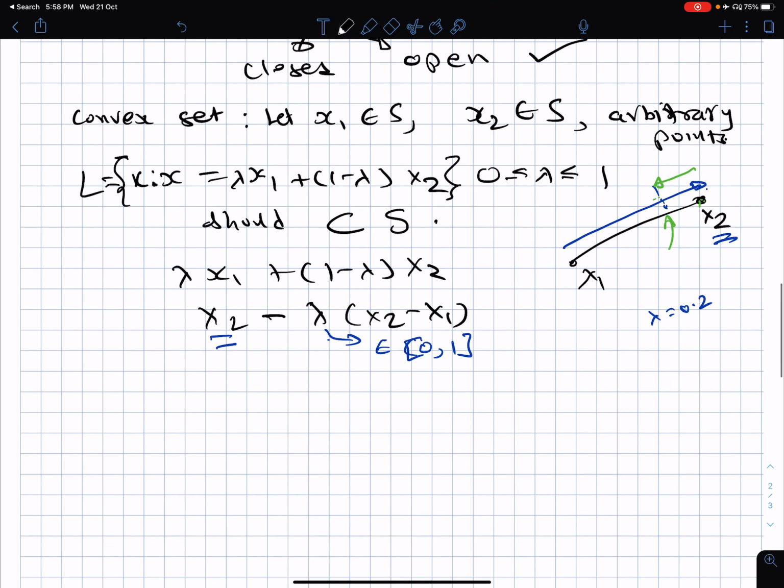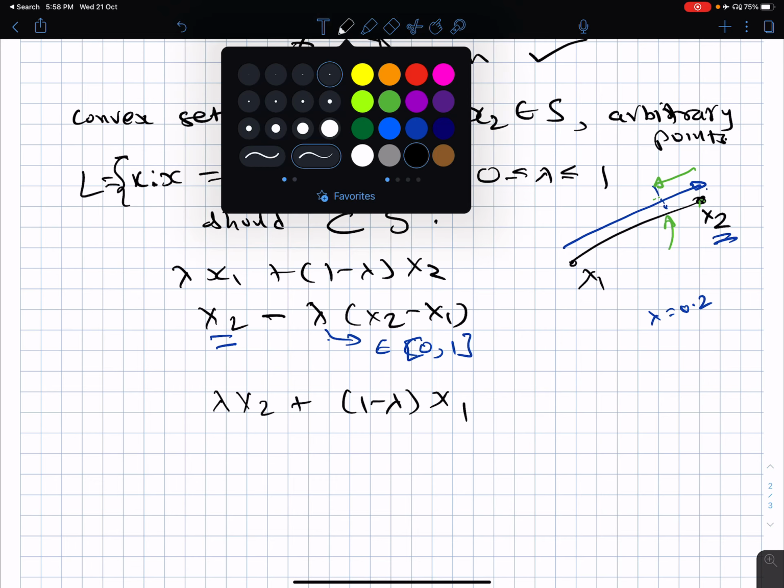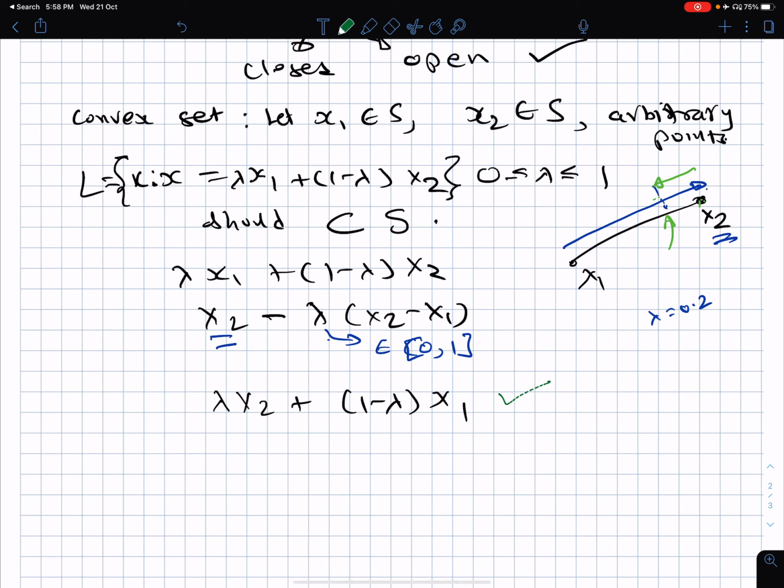You could also, instead of this, have written lambda x2 plus 1 minus lambda x1. This is also perfectly okay. There is no problem. This, and lambda coming from the closed interval 0 to 1.